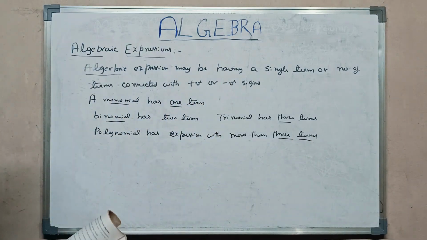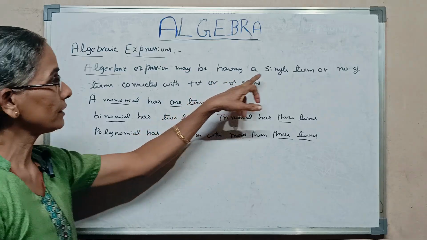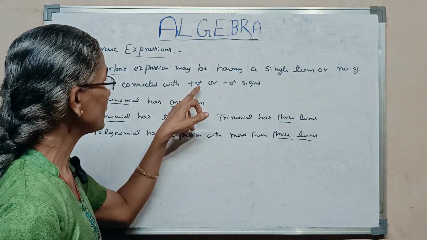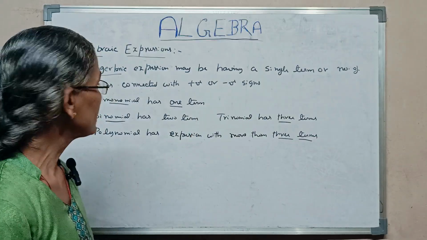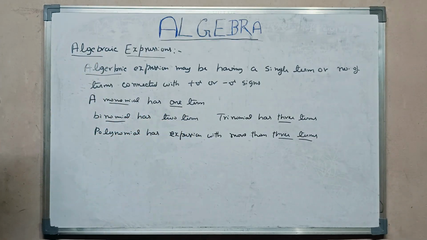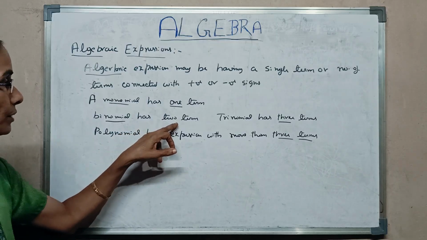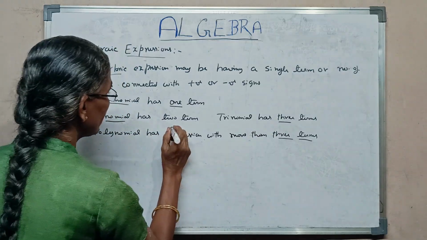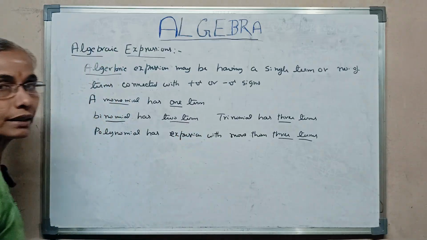So algebraic expressions may have a single term or a number of terms connected with positive or negative signs. Here monomial means a single term or one term. Binomial has two terms. Trinomial has three terms. And polynomial has more than three terms.